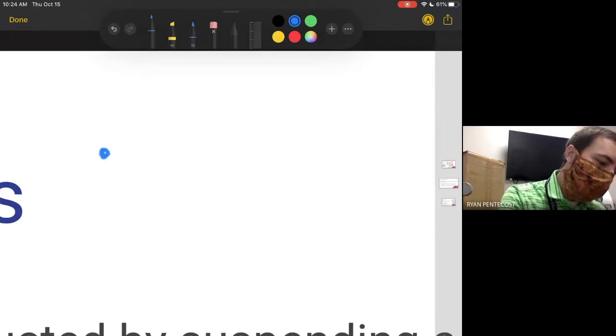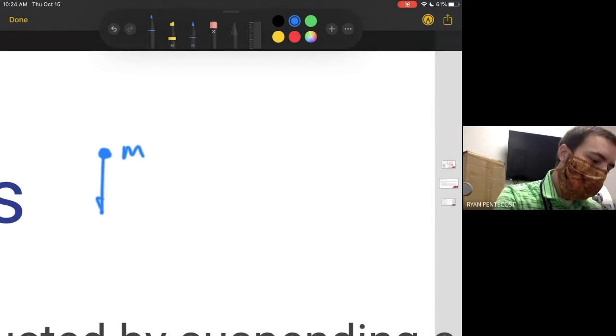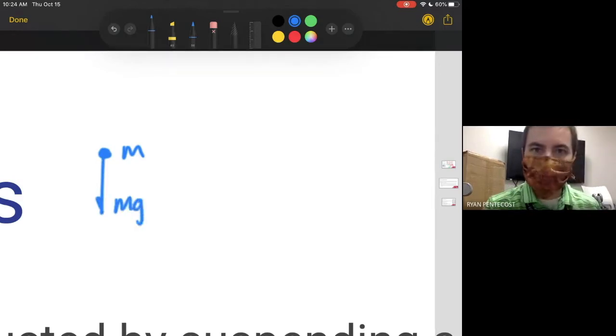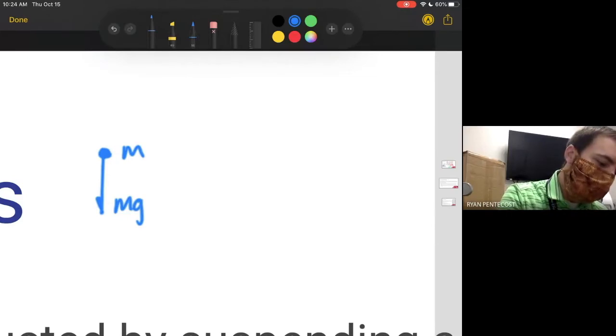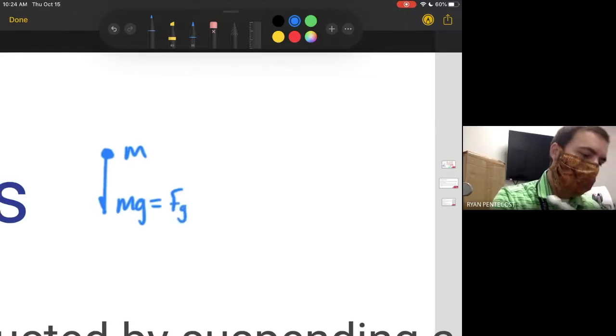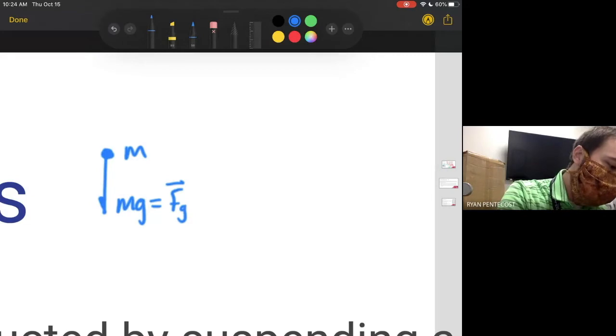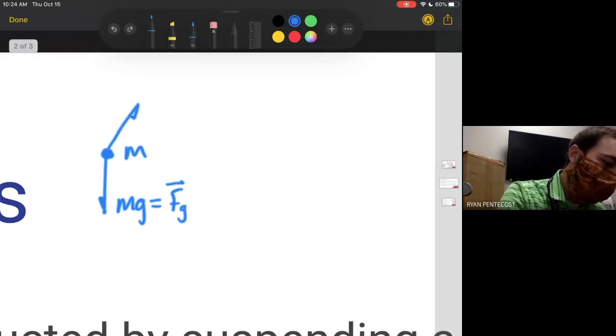So we've got a hanging mass, right, M. It has one vector mg straight down, right? That is your force due to gravity vector. And then we have some tension vector. I'll put that arrow on the other side. Tension vector there.